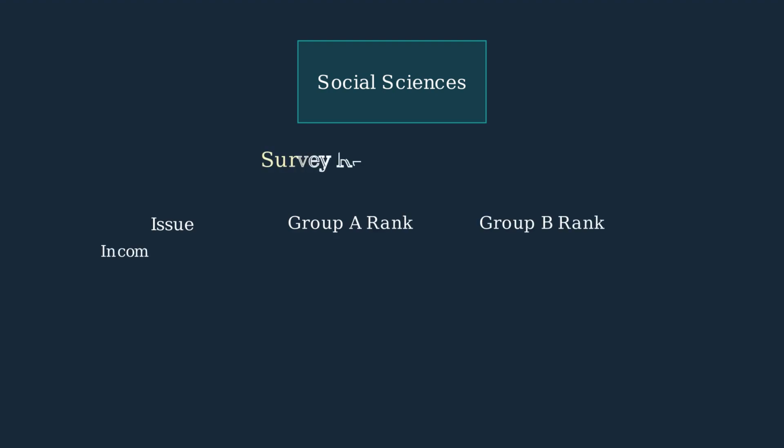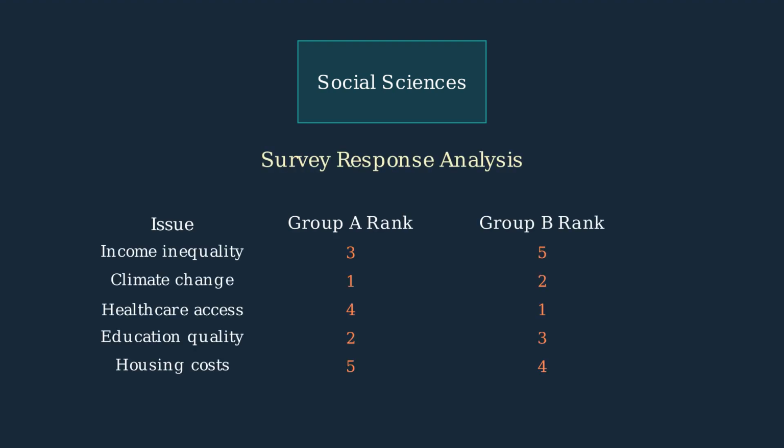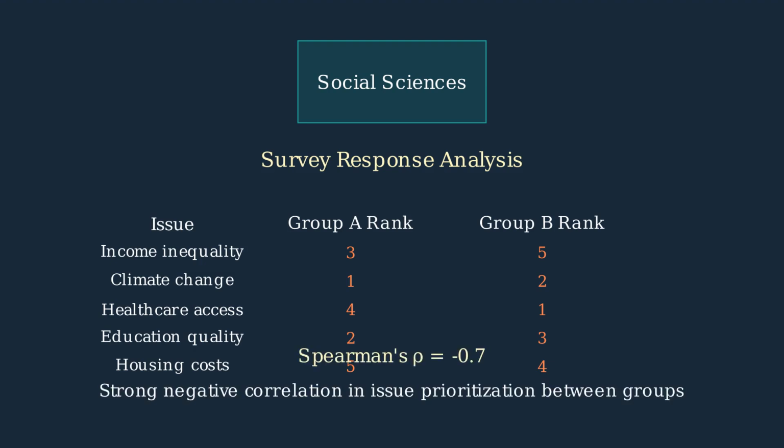In social sciences, rank correlation is commonly used to analyze survey data and preference rankings. Here we have data showing how 2 different demographic groups rank various social issues by importance. The Spearman rank correlation of -0.7 reveals a strong negative correlation, indicating these groups have substantially different priorities.